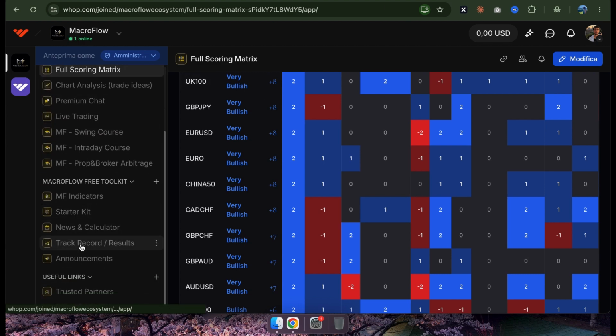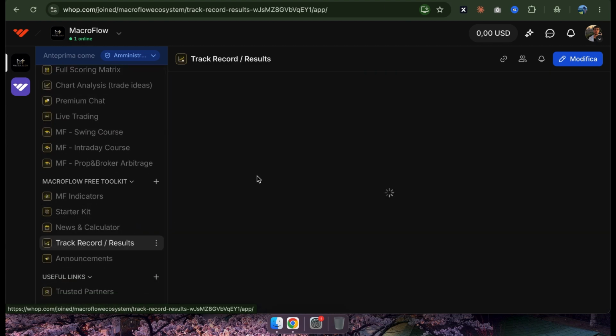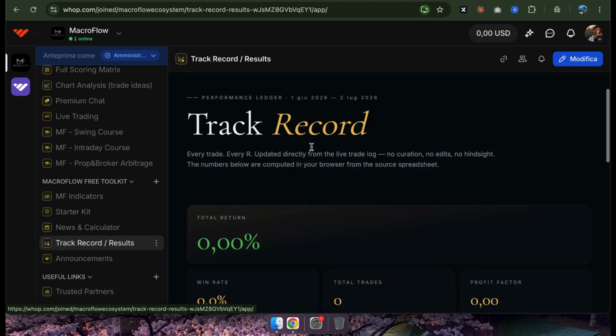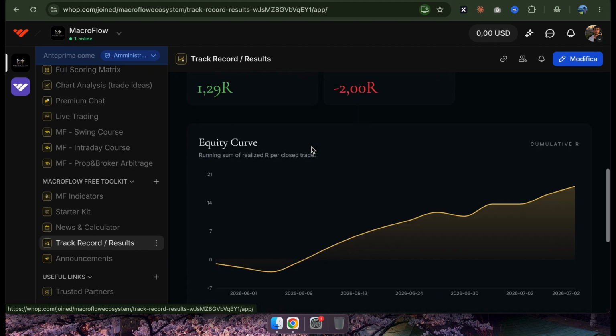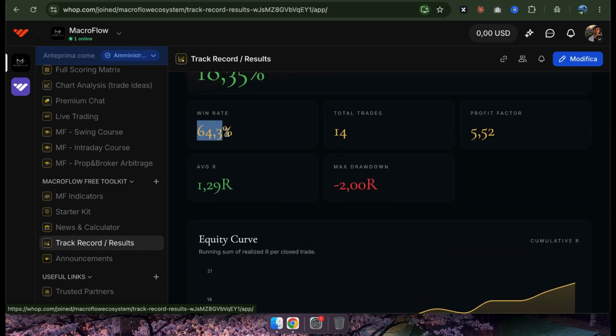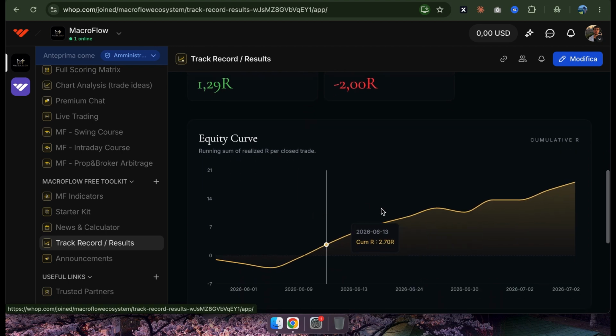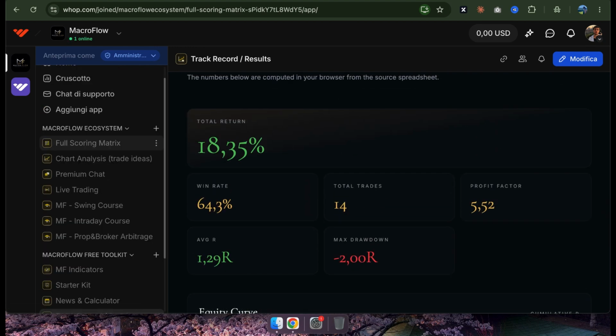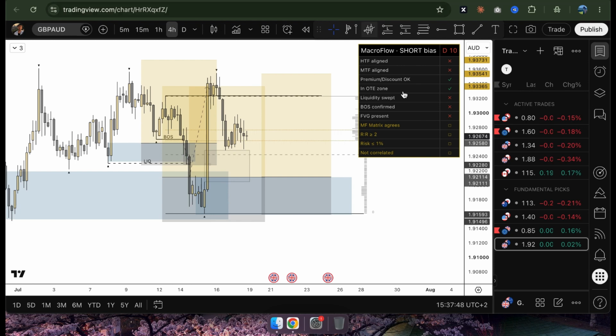As you can see here, I have my track record, which is public. I try to track and have a public track record of my performance and of my trades. And you can see that's the equity curve. We have a 64% win rate, which is very healthy if you think about a long-term trading approach.